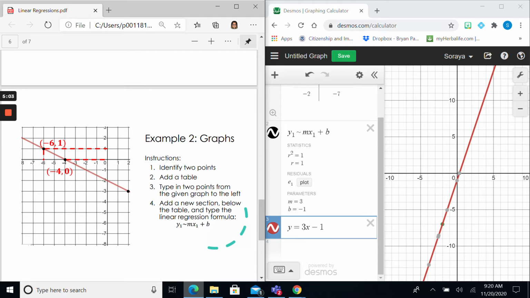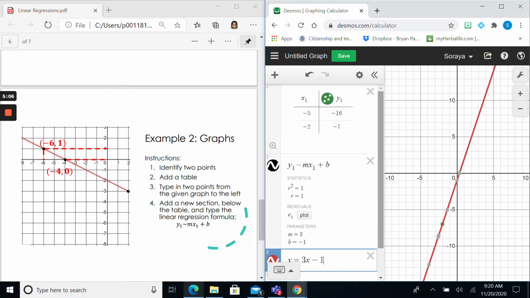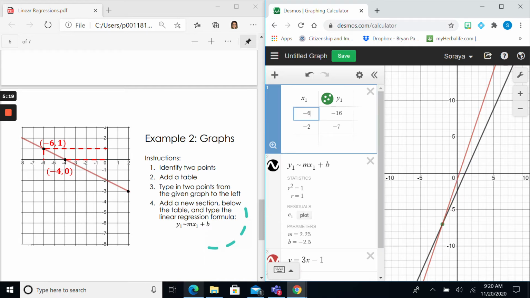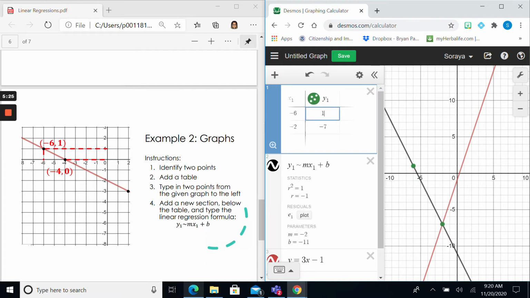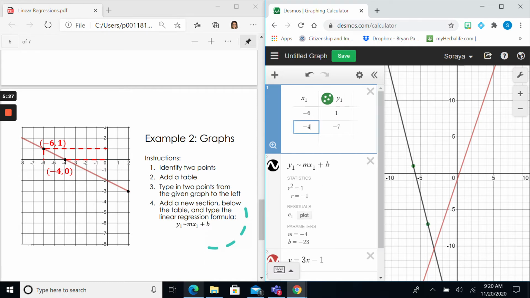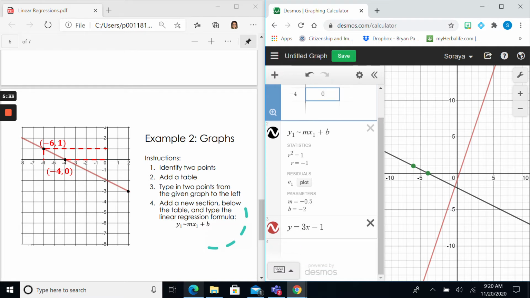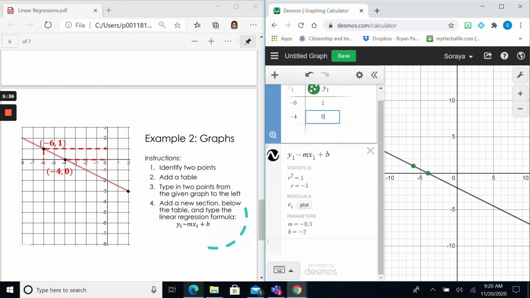Once you have identified your points, you can come back here to your Desmos tab. And if you have already set up this table in your Desmos, there's no need to erase it. All you have to do is change your numbers. So we have negative 6 and 1, and then negative 4 and 0. Okay. Now notice that I'm going to go ahead and delete this equation from our last example. But notice that we get a new m and a new b because we changed the numbers in our table.